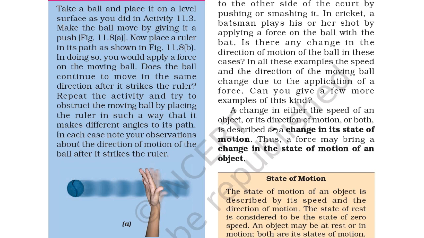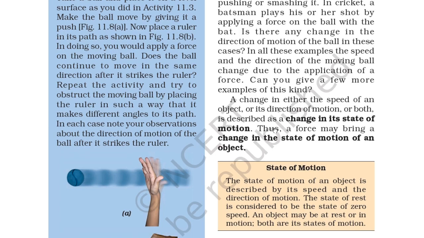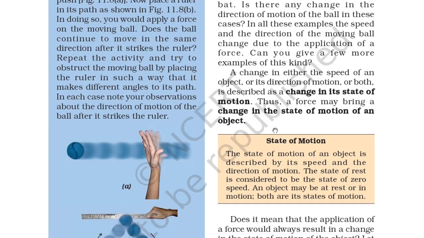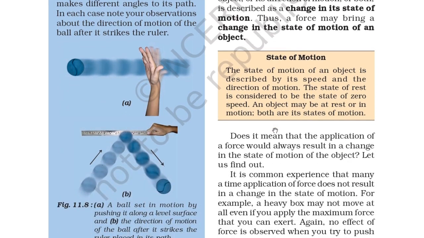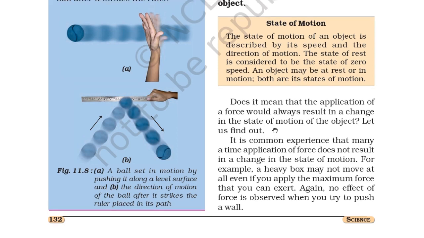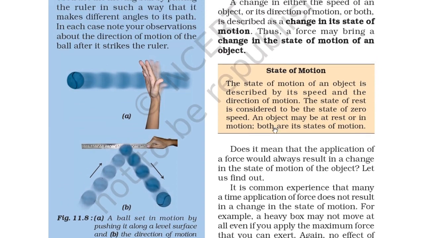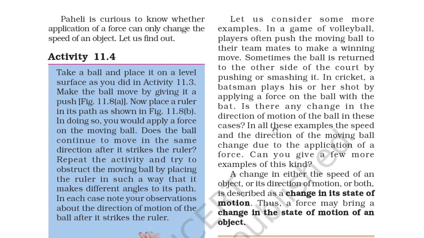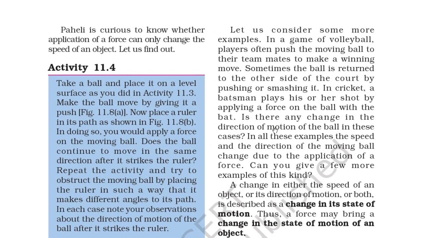Repeat the activity and try to obstruct the moving ball by placing the ruler in such a way that it makes different angles to its path. In each case, note your observation about the direction of motion of the ball after it strikes the ruler. So you can see here, A shows a ball set in motion by pushing it along a level surface, and B shows the direction of motion of the ball after it strikes the ruler placed in its path. So you can see the direction is changed. So let us consider now more examples.